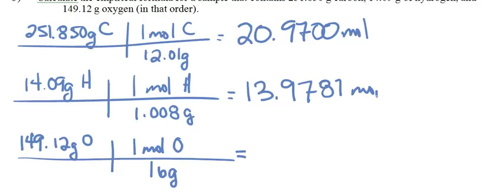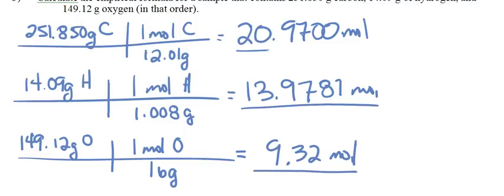And then the oxygen, 149.12 divided by 16. Wow, that's a nice number, 9.32. That's all the calculator says, so we don't have to round it. So 9.32 moles. From this, which one has the smallest number of moles? Oxygen. So we're going to divide everybody by 9.32. I can do this one in my head. That's a 1.